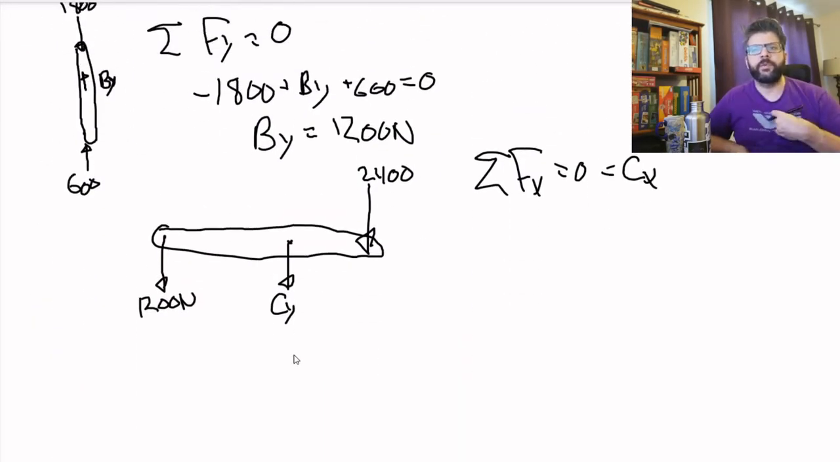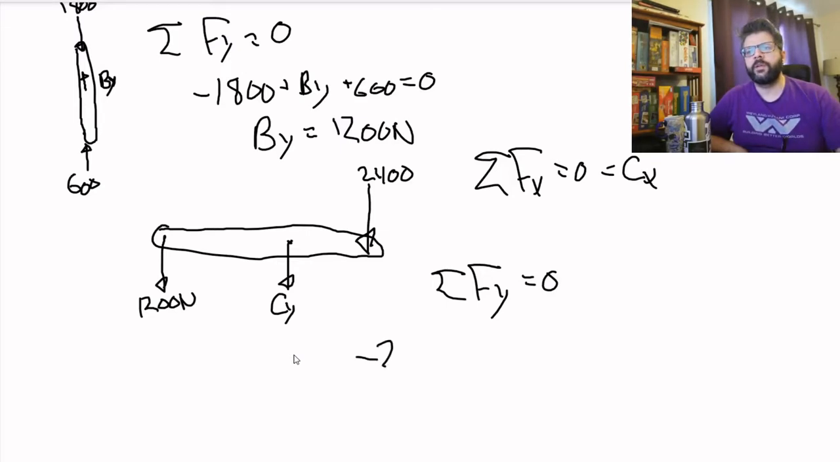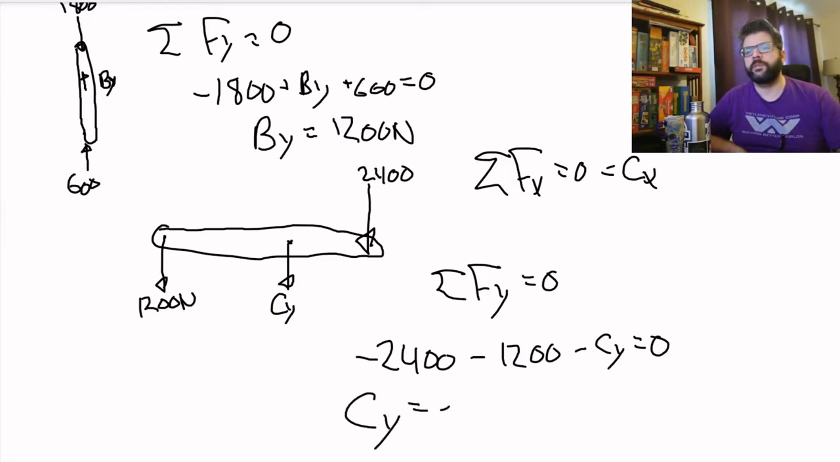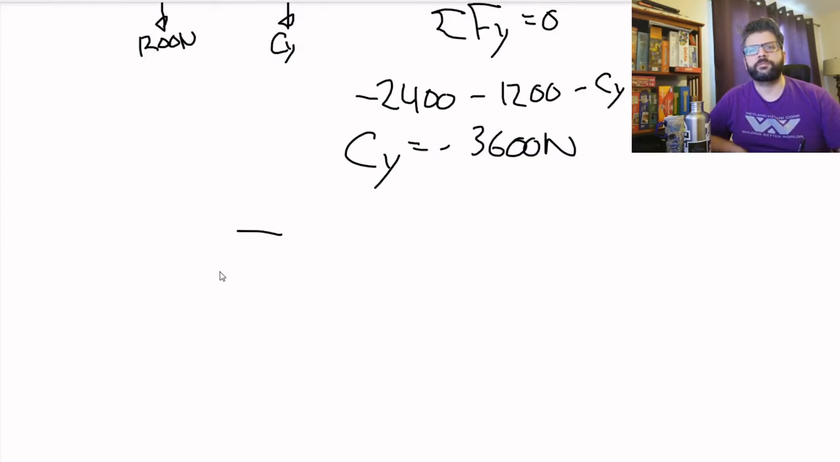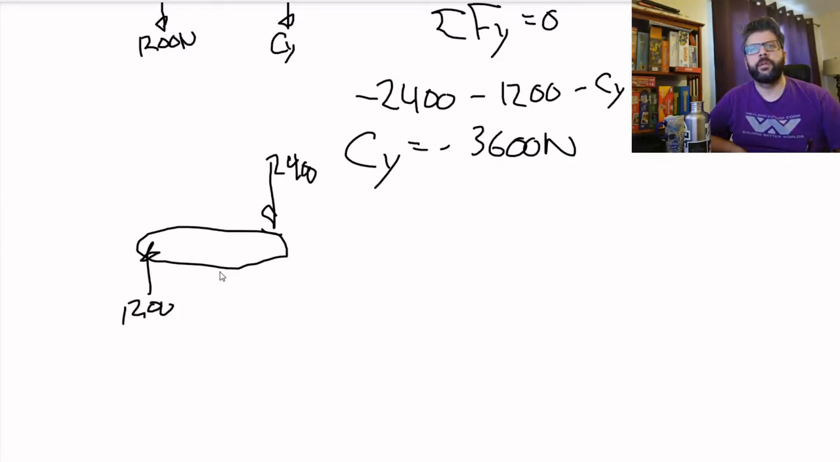So it's fairly simple to go ahead and solve for what CY is there. Sum of the forces in the Y is equal to 0. So we have a negative 2400 minus 1200 minus CY is equal to 0. Therefore, CY is equal to negative 3600 newtons. So the actual free body diagram, 1200, and 3600 newtons.